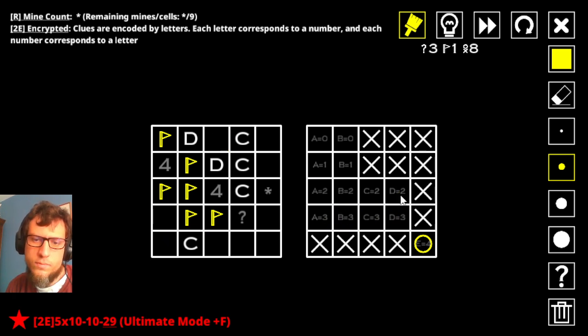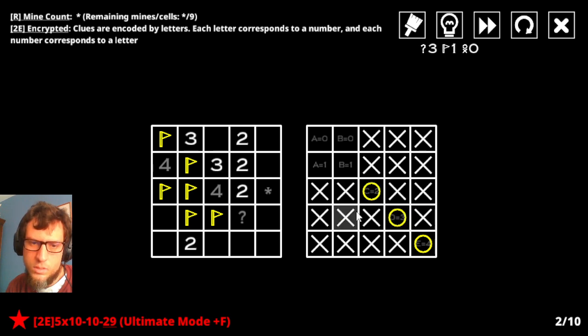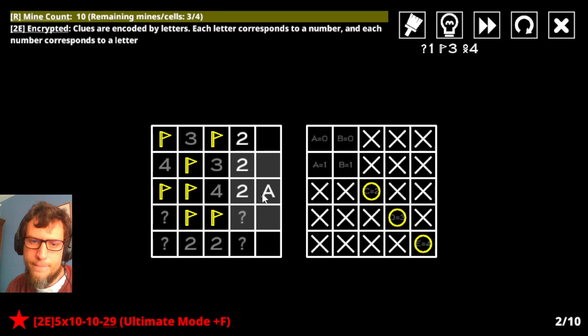Okay, but the point is, if the D is 2, that would be empty. It would force the C to be 3. It wouldn't be able to fit, actually. So, D is 3. C is 2. Okay. A is... What is A? Okay. Oh, A is 1.